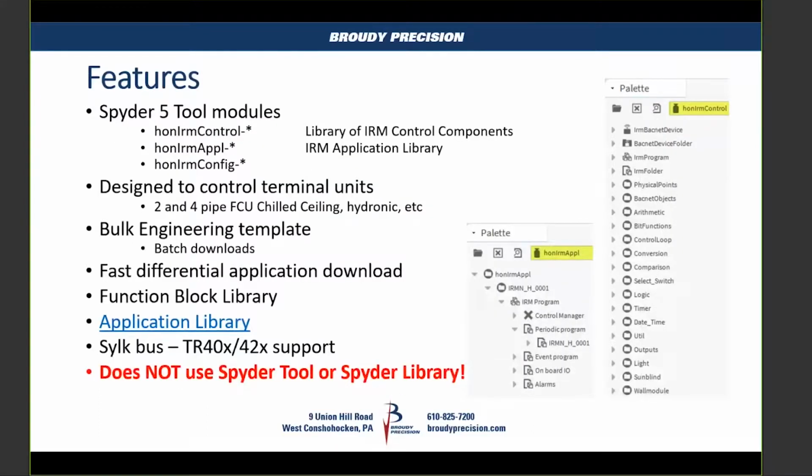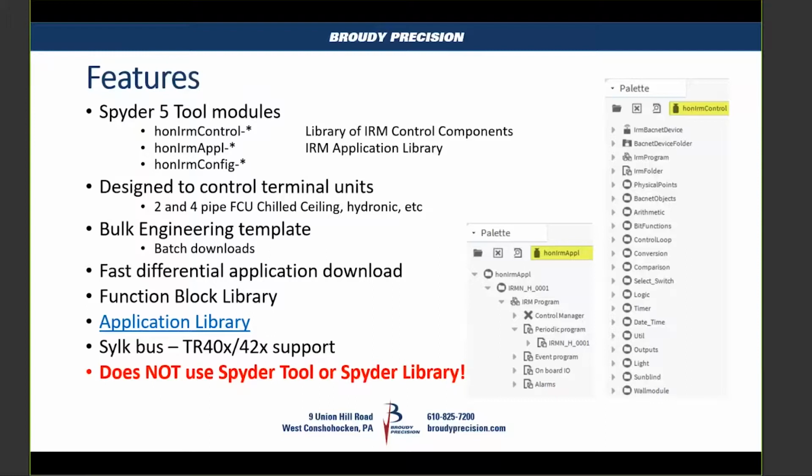In the tool itself, there are only 3 modules that you work with. And it's all as HON-IRM. The control module is actually the library of the components. If you want to think of like kit control or the Spyder tool module. So when you open up in the palette, there's all your components for doing your logic. They have another one that's an application library. So as they create canned applications, they'll be in that module. That module right now only has one. It's a fan coil. That's the one I put into the controller.